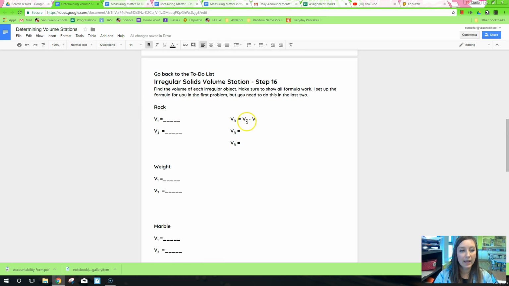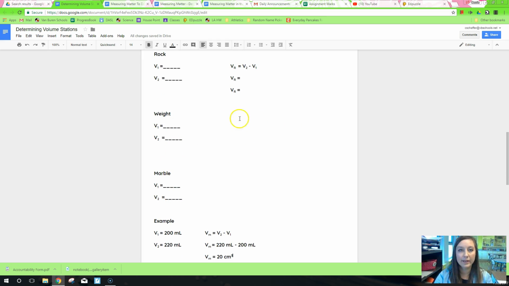Remember, for the rock, I went ahead and set up the formula for you to kind of remind you that you should have your second step where you sub your numbers in and then your third step with your answer. But then for the weight and the marble, I don't give you those formulas, and you guys actually need to do that work completely because that's what it's going to look like on a quiz.